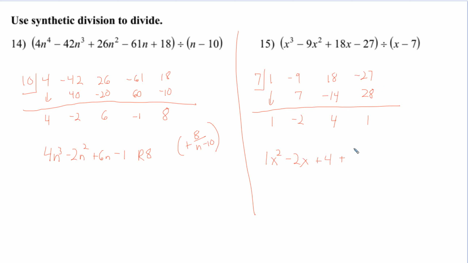This is where I've seen a lot of mistakes. People just end up adding this 4 plus 1 and put 5. That is incorrect. We have to put plus 1 over what we were dividing by. And there's our answer. And again, instead of this, we could have put remainder 1.